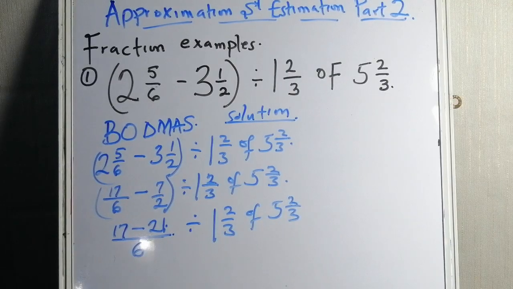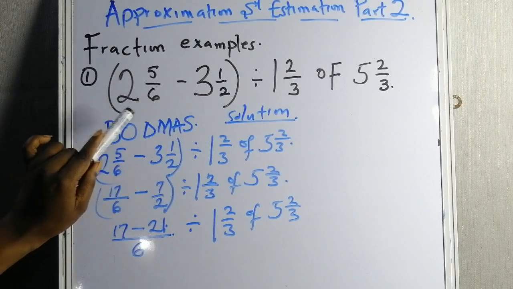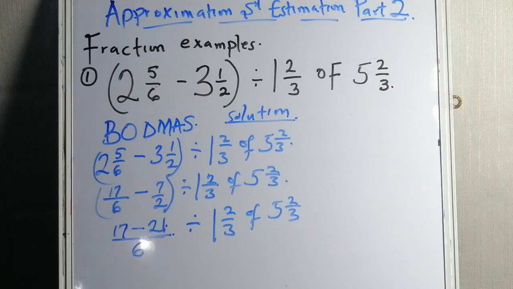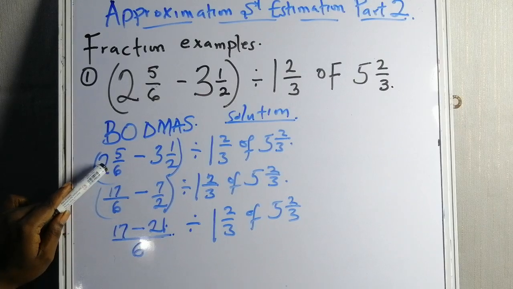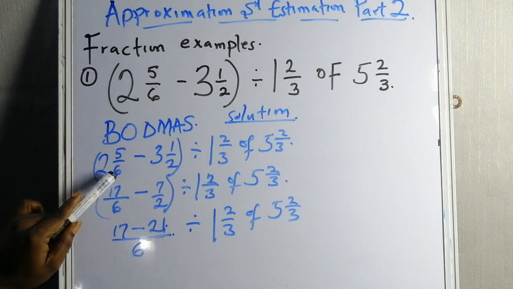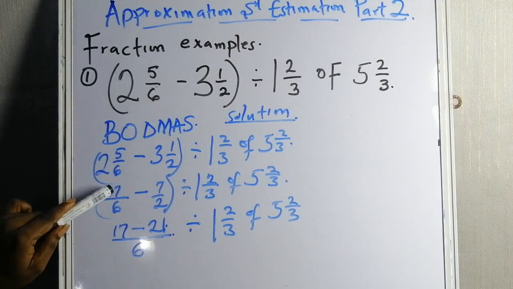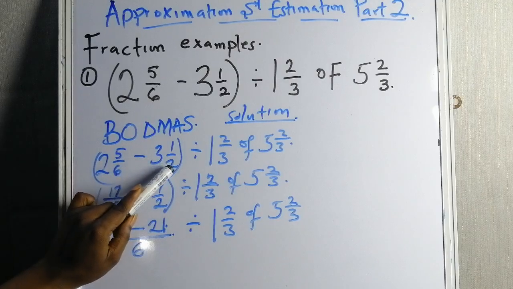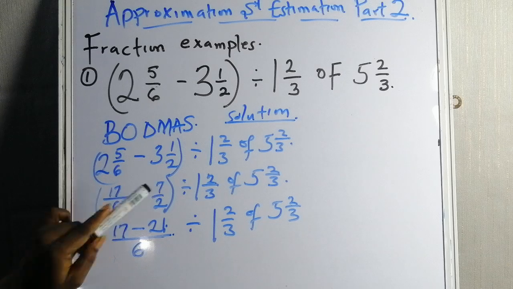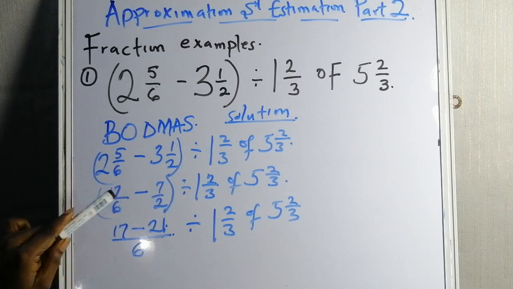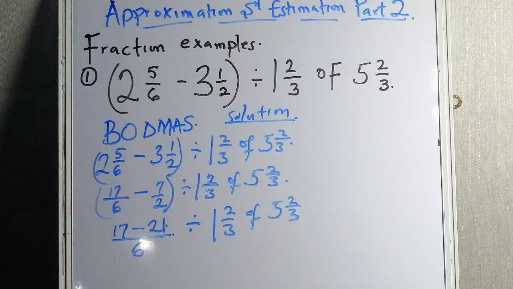Okay, so that is that. Don't forget, anything inside the bracket, you attend to it first. We convert mixed numbers to improper fractions by the whole number times the denominator: 6 times 2, 12, plus 5, 17. The same thing here, 3 times 2, 6, plus 1, 7 over 2. Because the bracket is still there, I need to do anything inside the bracket first. That is the rule. BODMAS, brackets first. So what's the LCM here? 6, the highest number.